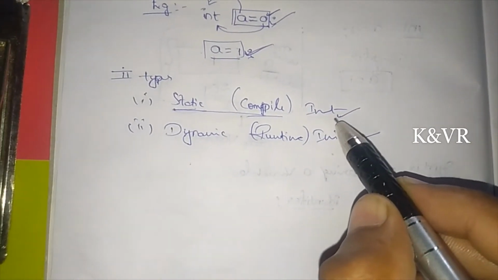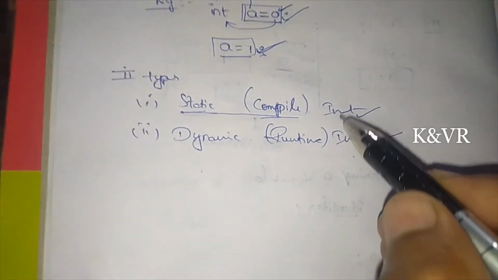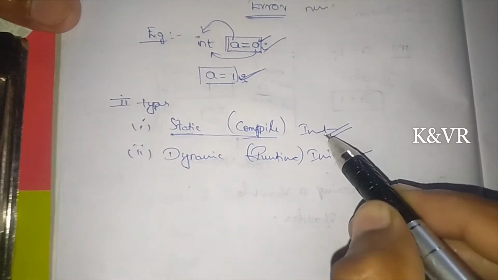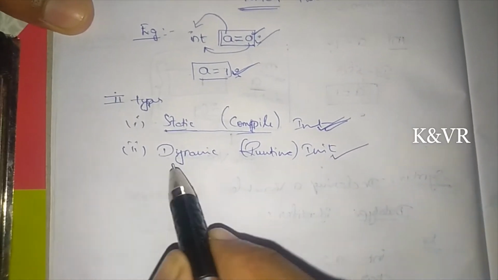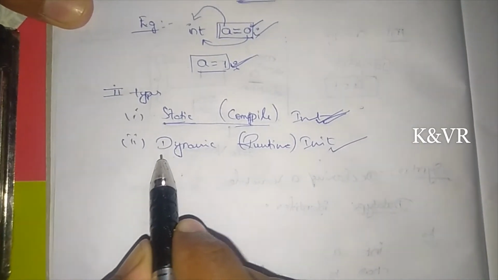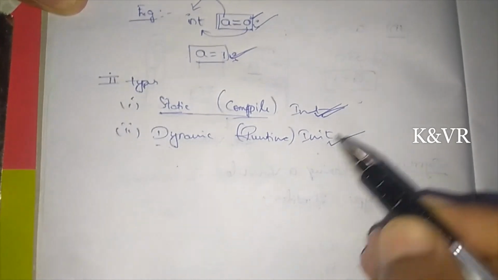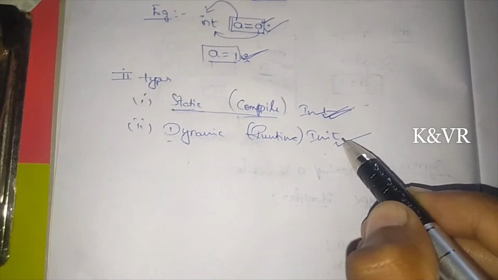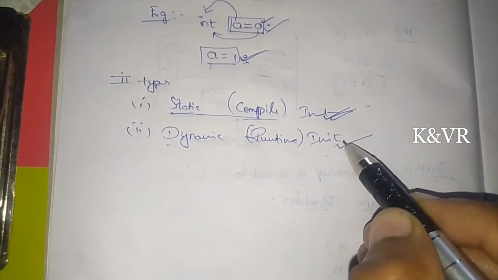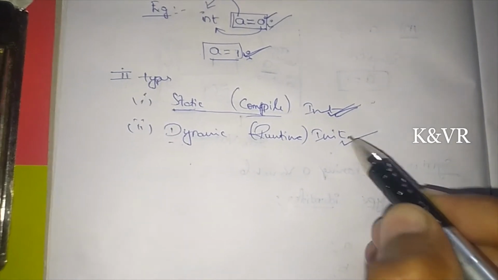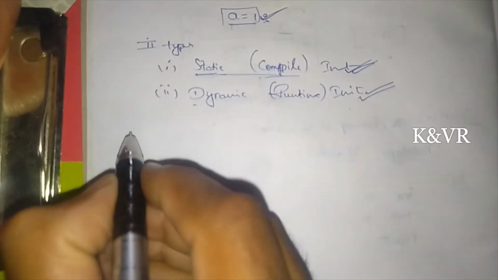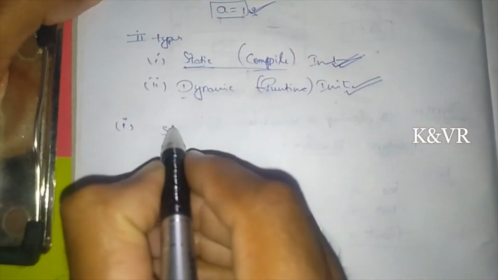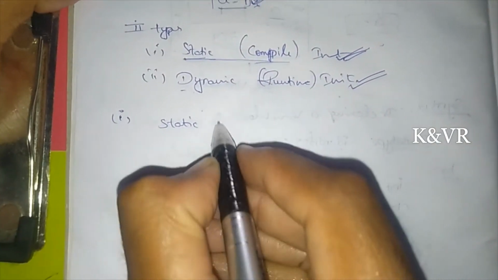At the first, while writing the code, we initialize some values to the variables. We cannot change them when the program is running. But with dynamic initialization or runtime initialization, when the code is running, we can assign the values, we can change the values. Means it is user friendly. That is the difference. I will show you one code for static and dynamic initializations.